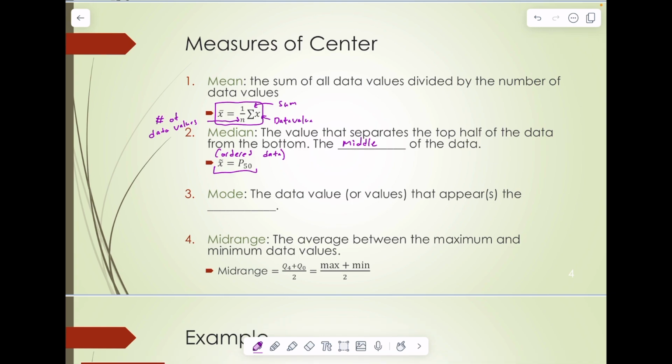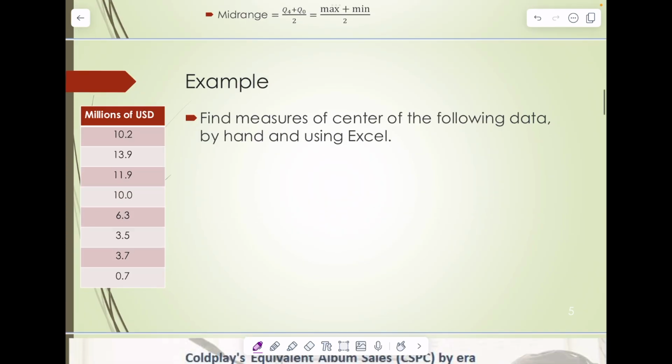Mode. This is the data value that appears with the highest frequency, or you could say it appears the most. The mid-range is the average between the maximum and the minimum data values. So you've got this whole data footprint from the top to the bottom. What's the middle of that data footprint? That's the mid-range.